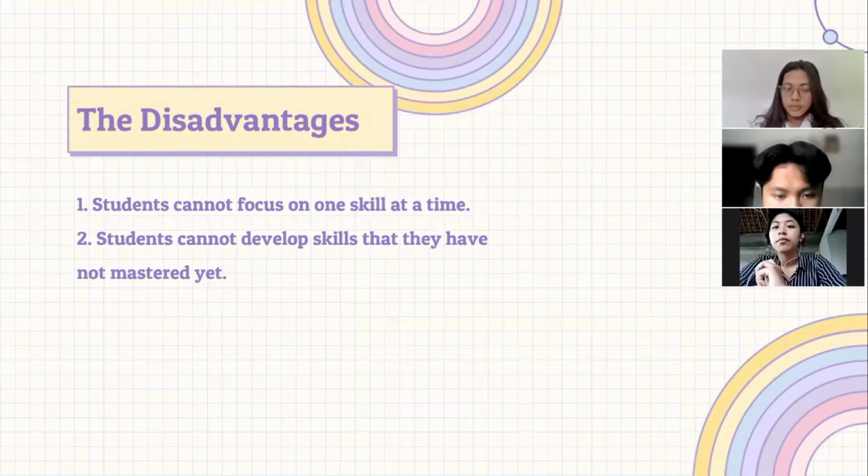The disadvantages. Teaching integrated skills also has some disadvantages that may appear during the lesson, and we hope these disadvantages can be overcome really soon. There are some parts in the disadvantages. The first one is students cannot focus on one skill at a time. It is because this approach requires students to be able to manage several skills at one time. And the second one is students cannot develop skills that they have not mastered yet. It is because this approach focuses on all the skills being used, not only one. Next.